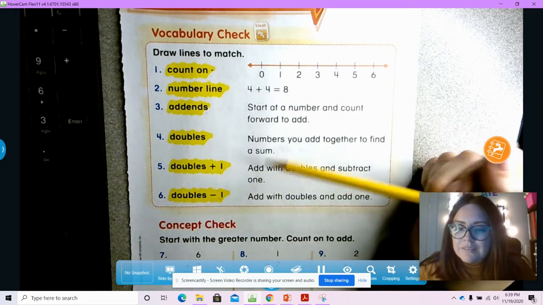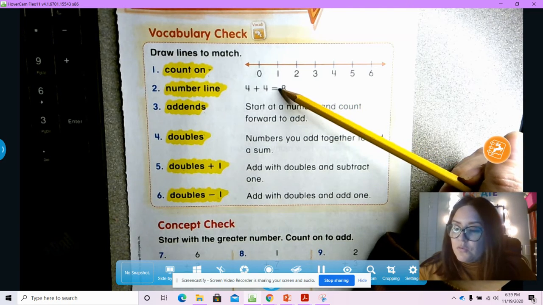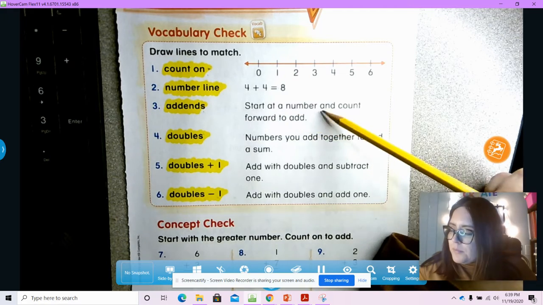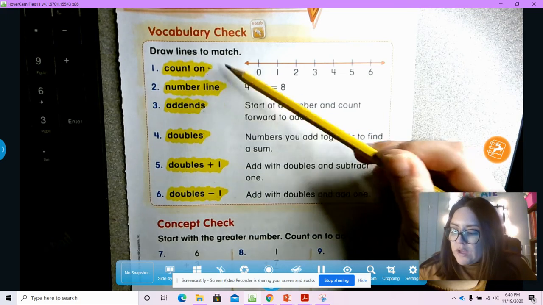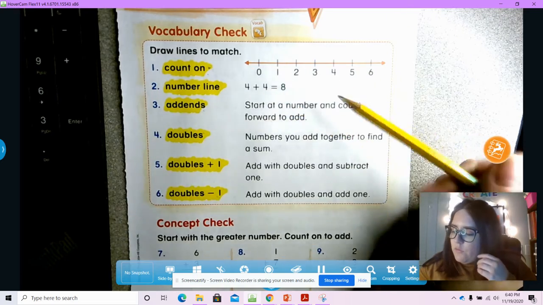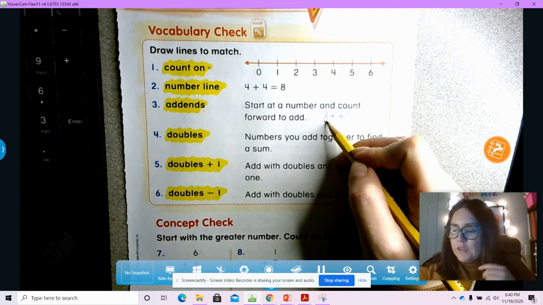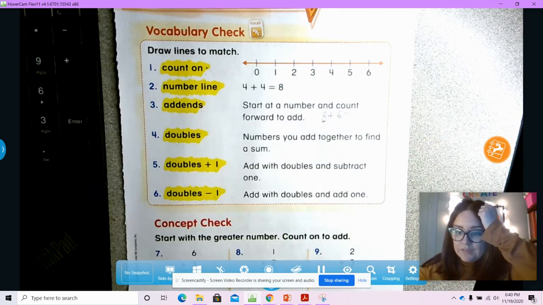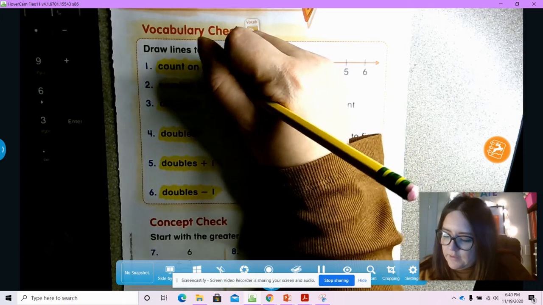Which one of these means to count on? Is it the number line? No. 4 plus 4? No. Start at a number and count forward to add? When we count on, remember that's when we start at a number. For example, if I had 8 plus 6, I take one number and I put it in my head, and then I count on 6 more. So I start at a number and count forward to add. That is count on.